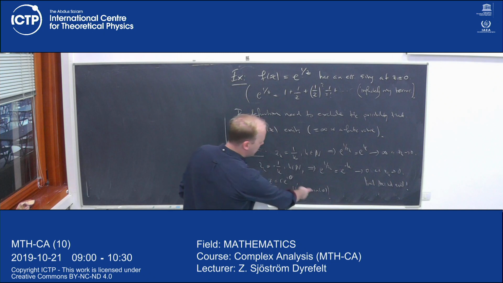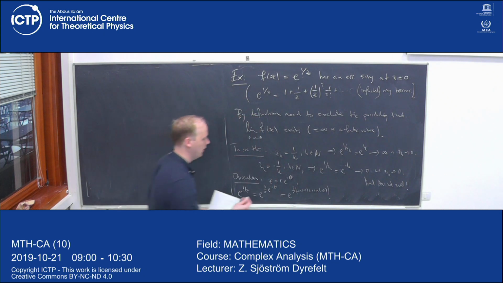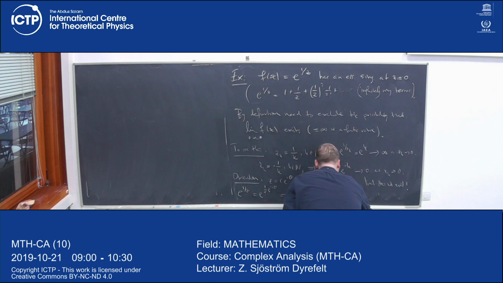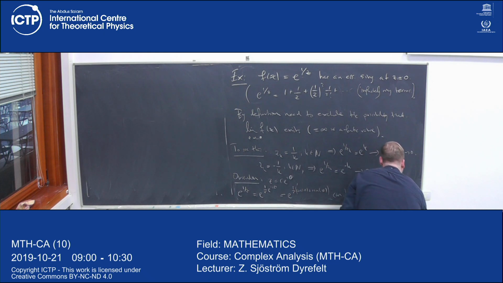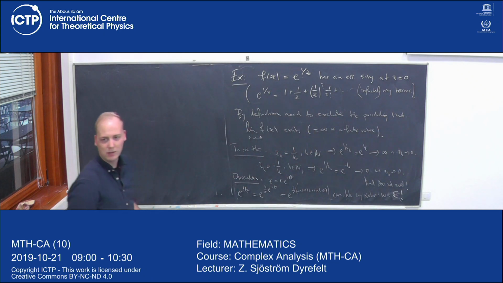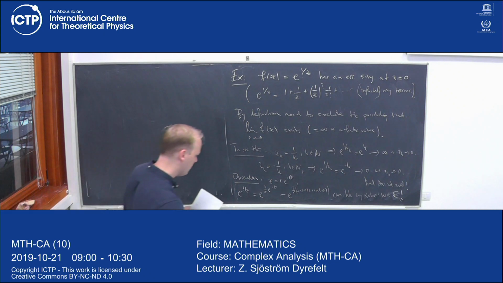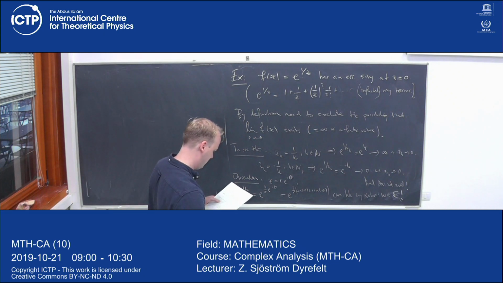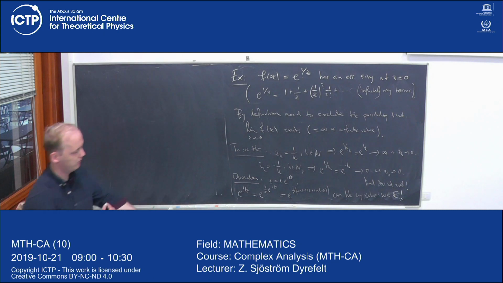Okay, so what I want to say is that this function can take any value w in C. Okay, so it can take any value. Except for -1. Yeah, but this one can take any value. Well, except 0, I guess. Yeah.